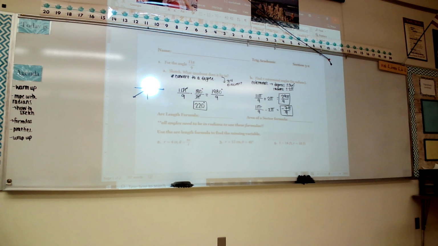Okay. So we're going to talk about 2 formulas. We're only going to use one today. We'll write the other one down. The main thing with these formulas, and there's little stars there, is that all angles need to be in radians to use them. So you can never plug a degree into these formulas. And that's why it's in the radian chapter.